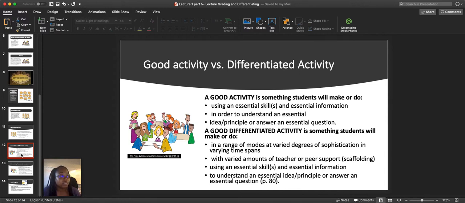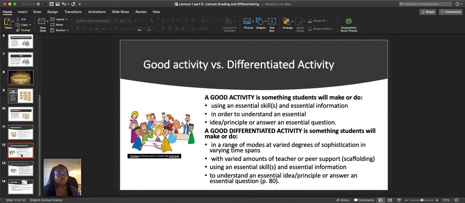A good differentiated activity is something students will make or do in a range of modes at varied degrees of sophistication and varying time spans. So it adds variety to make sure that students have the ability to make sense, because as a teacher, you don't always know a student's personal process of making sense of things. Sometimes you're gifted to see that aha moment where everything clicks and you're like, oh, they get it.